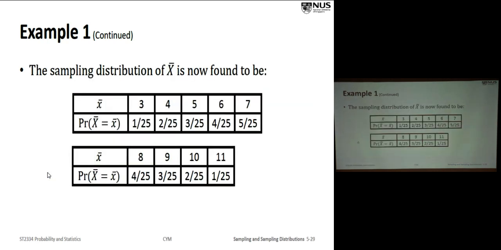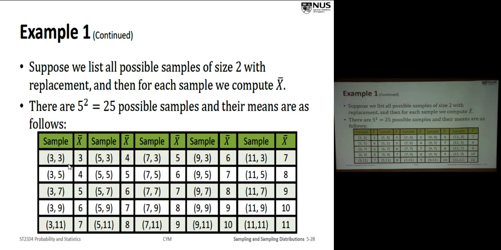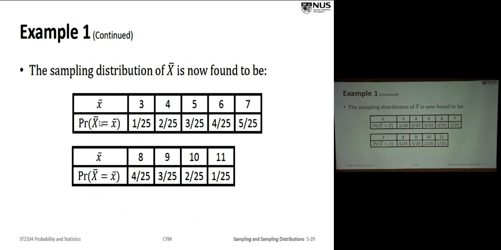Now what's the point here? The sampling distribution of x bar can now be found, because x bar has a certain number of values. So x bar could be 3. When could it be 3? It can only be the case where we get a 3 and a 3. What's the probability of that? I choose 3 with probability 1 over 5, and independently I choose the other 3 with probability 1 over 5. So the chance of getting a sample mean of 3 is 1 over 5 times 1 over 5, which is 1 over 25.